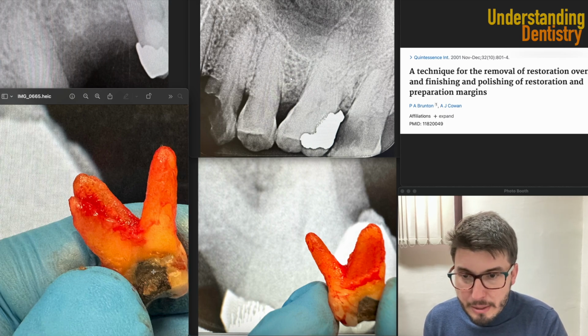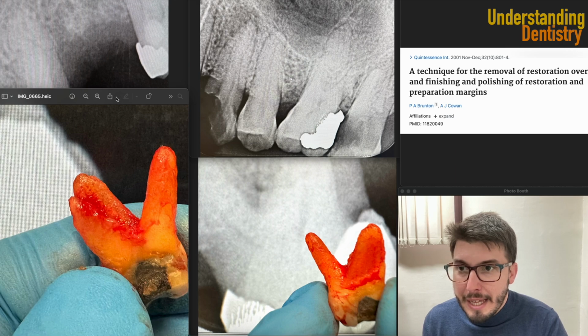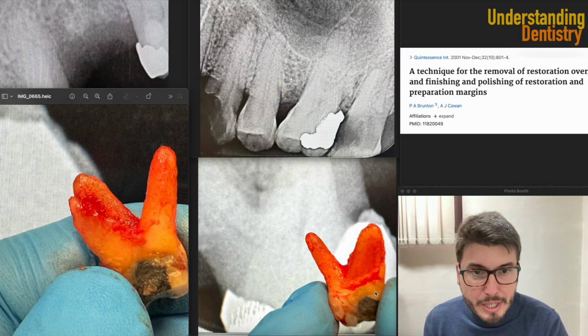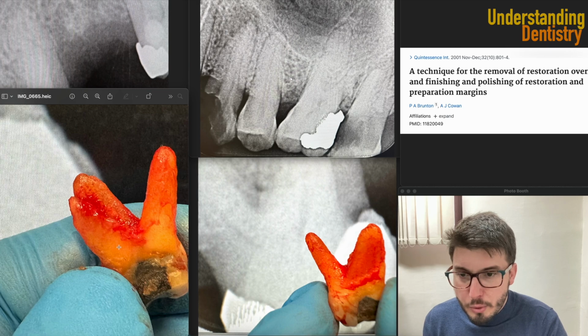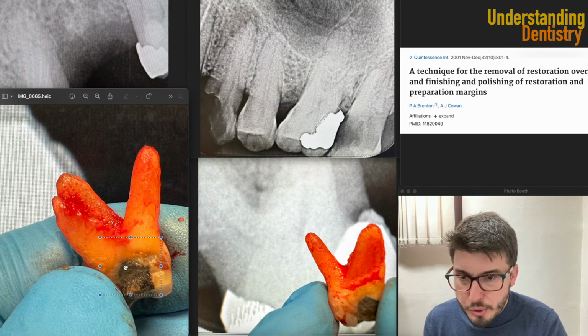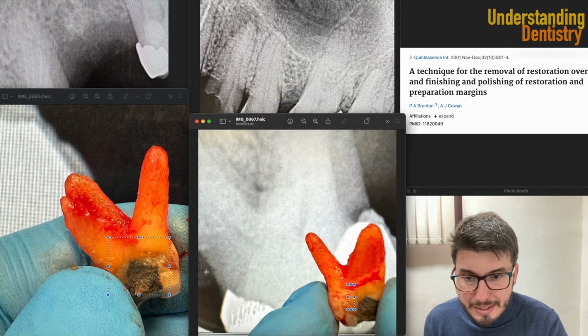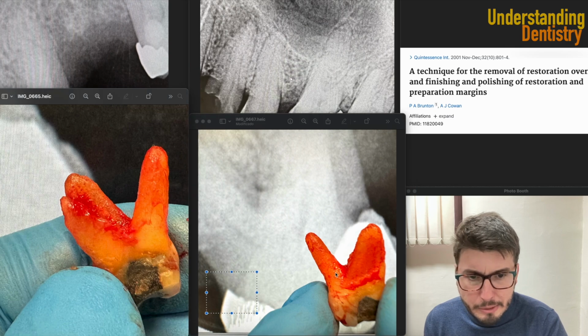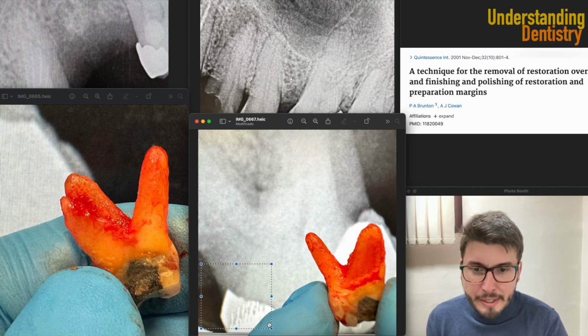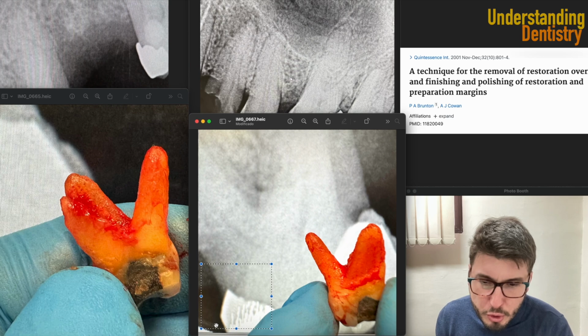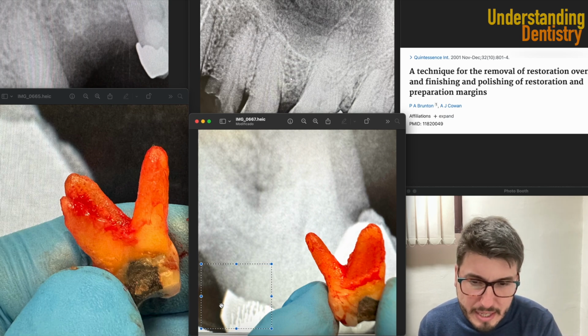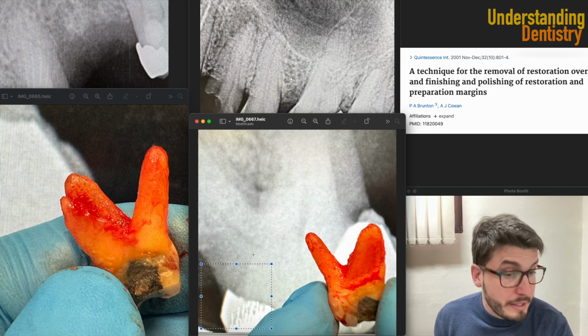So this is the mesial side of the tooth, and this is the distal side of the tooth. This is the mesial side, and we have those shadows here. And this is the distal side, which is this one radiographically. So now you have this clinical aspect of this side here, and although we also have a small overhang on this side, we don't have recurrent caries, at least.